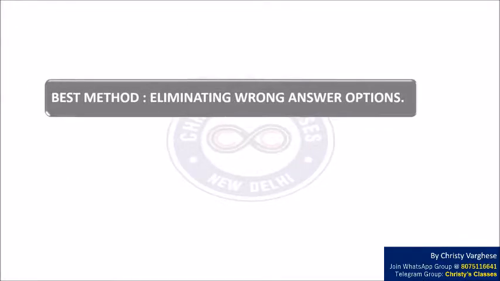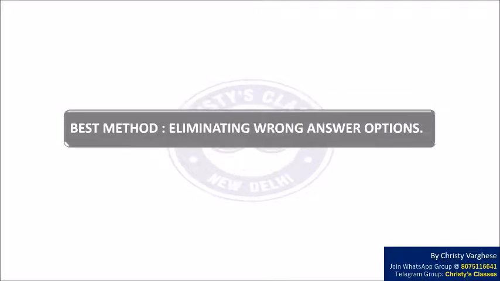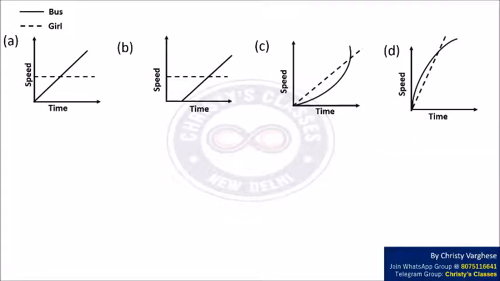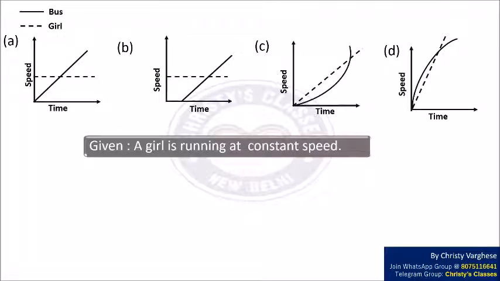The best method to solve this question is to eliminate the wrong answer options based on the movement of the girl and the movement of the bus. Now, we are going to consider the 4 options given. It is given that a girl is running at a constant speed.